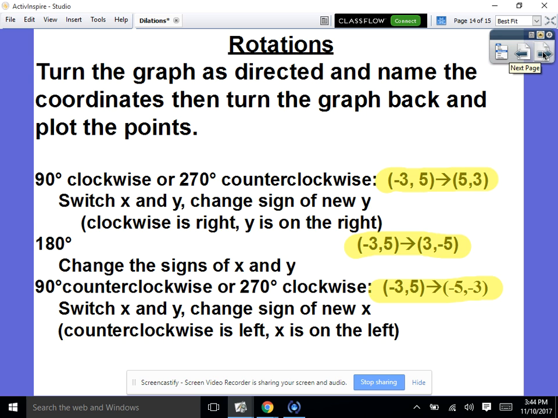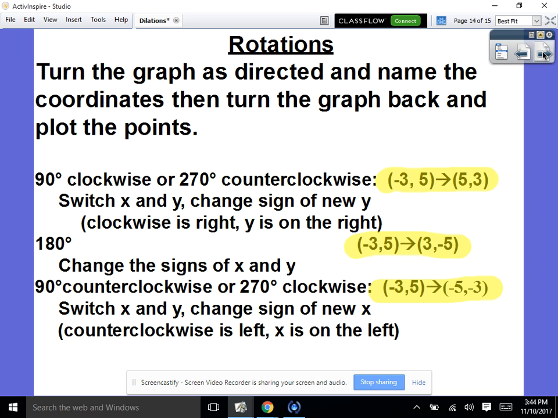For rotations, if you're graphing them, you turn the graph as directed. It tells you to rotate 90 degrees clockwise or counterclockwise, 270 degrees clockwise or counterclockwise, 180 degrees. So you turn your paper or your graph as directed and name the coordinates, then turn your graph or paper back and plot your points.